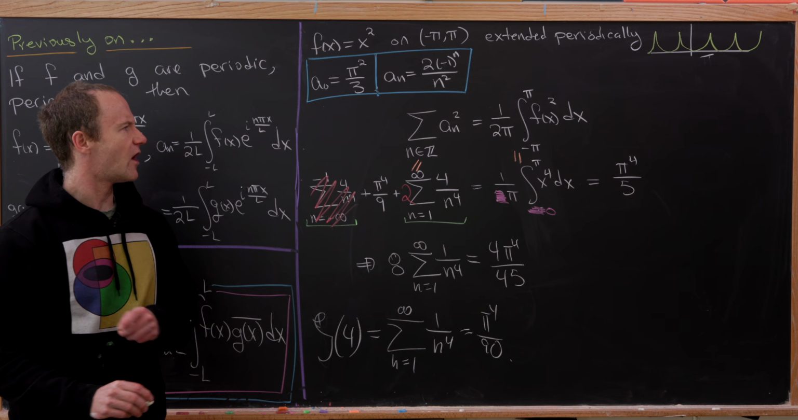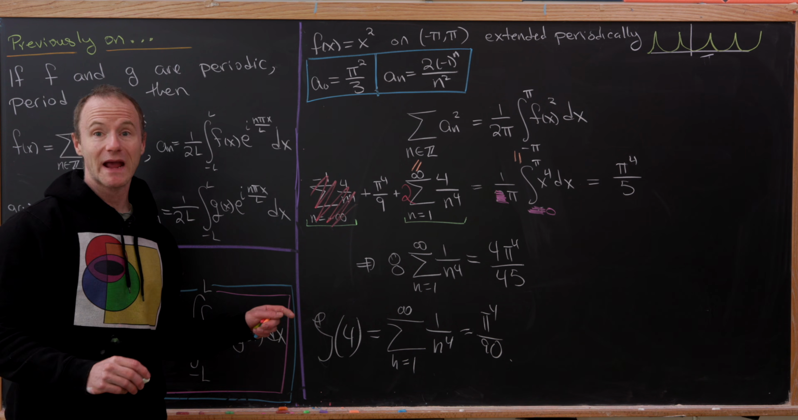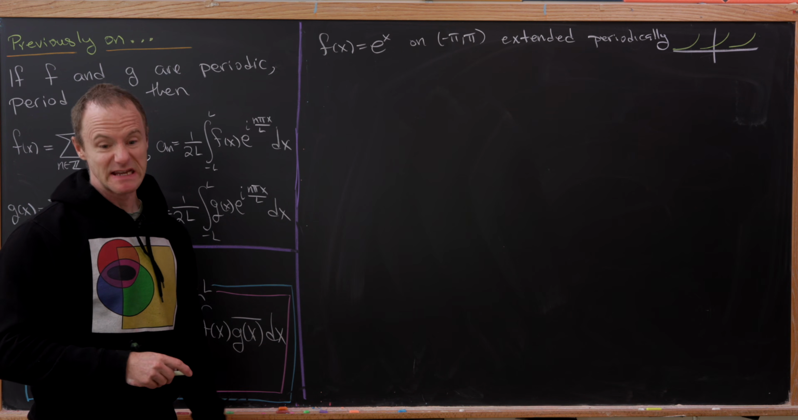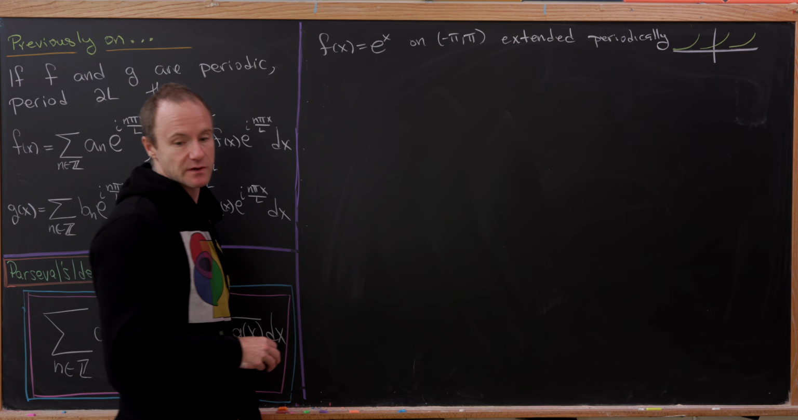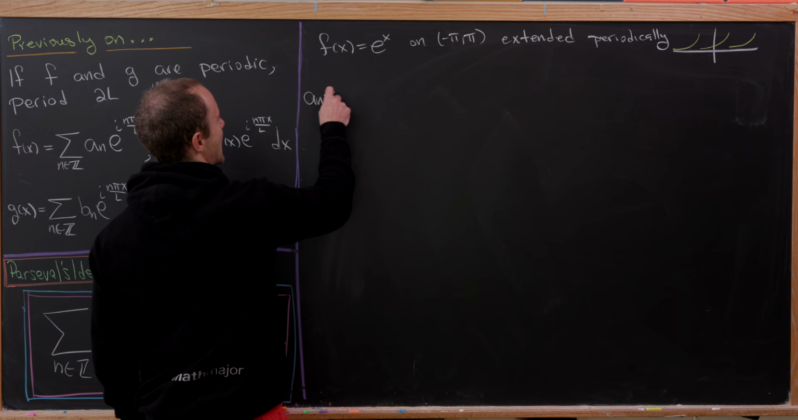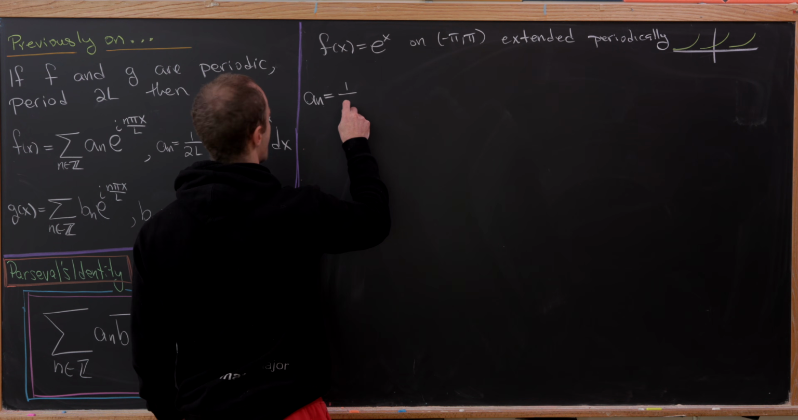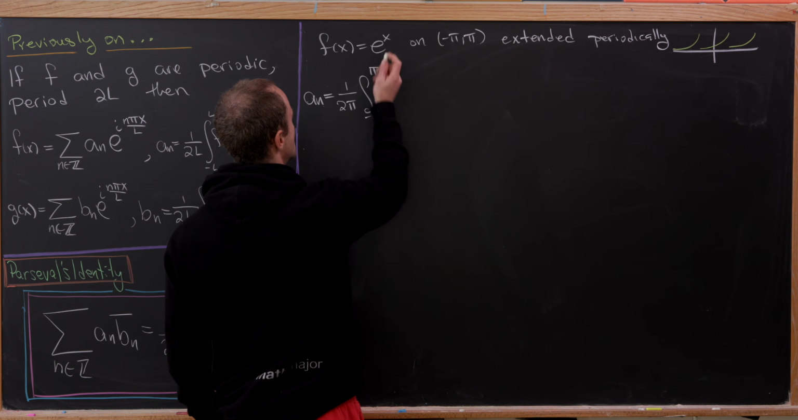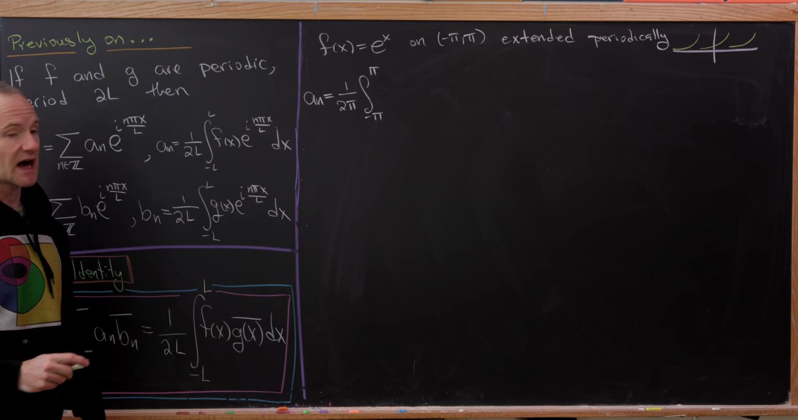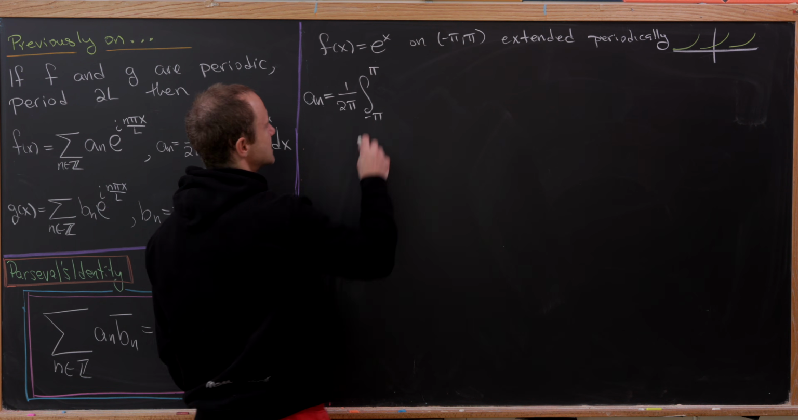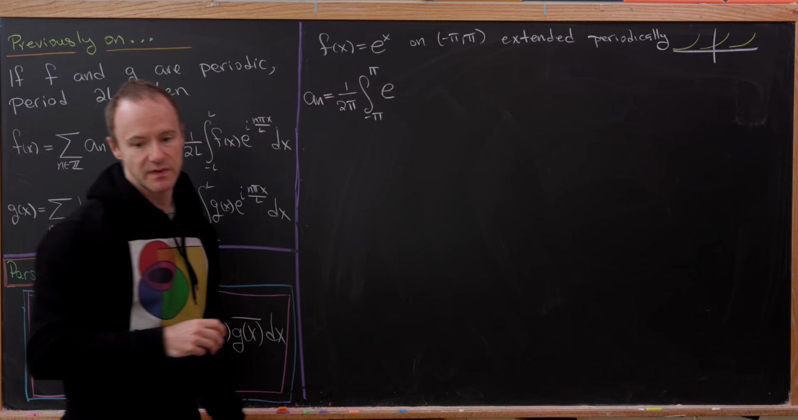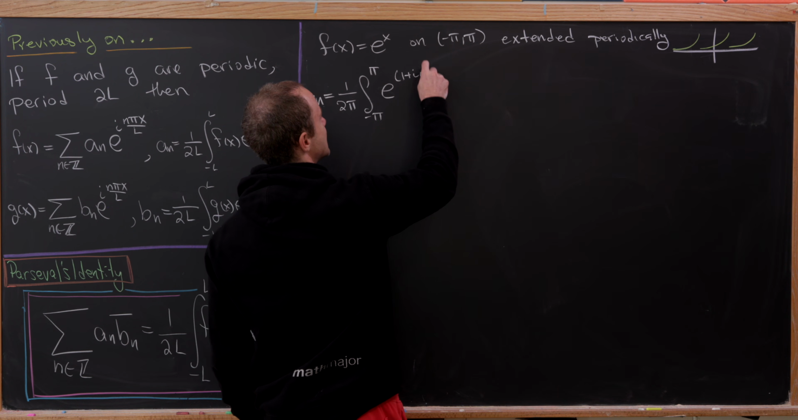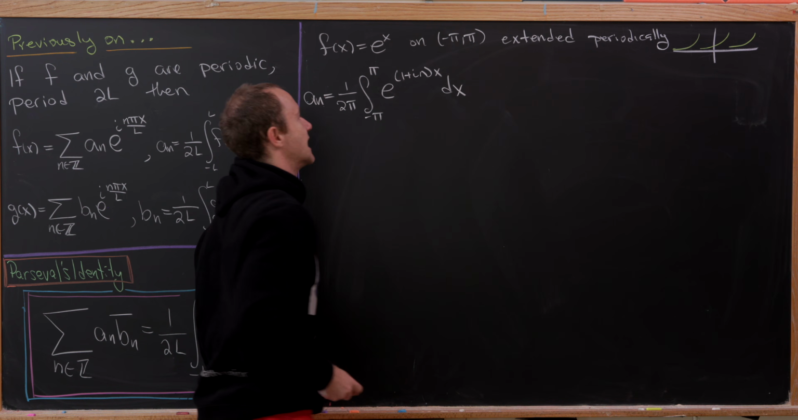Okay, so let's follow this up with maybe a quick sketch of another calculation. For our next example, let's take f of x to be e to the x and do the same sort of calculation. So here we'll have a sub n, which is going to be 1 over 2 times pi, my integral from minus pi to pi of f of x, which is e to the x times e to the minus i n x. But let's see, we can put that together to give us something like this. We'll have e to the (1 plus i times n) times x dx.